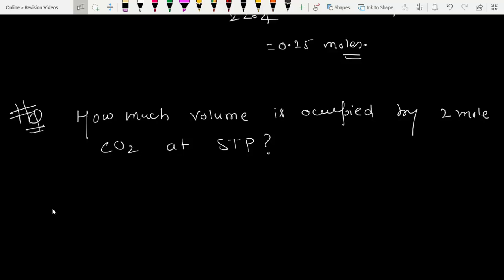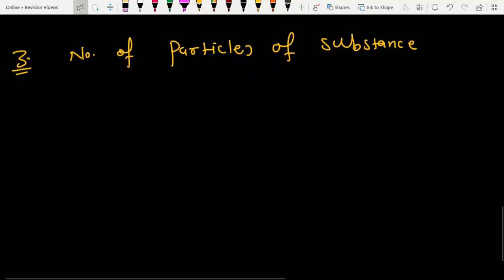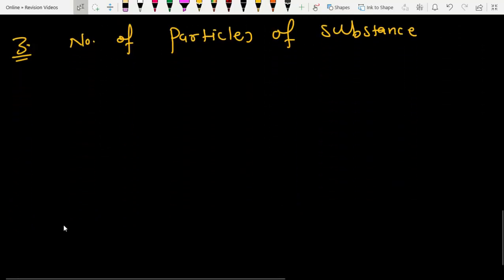There is another method, which will be our third method, that is based on the number of particles of any substance. So the third method is based on the number of particles of a substance. How will we calculate the number of moles of any substance based on its number of particles?